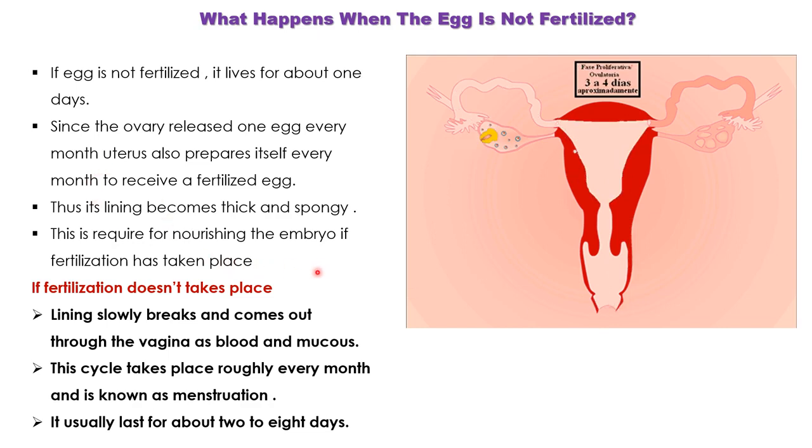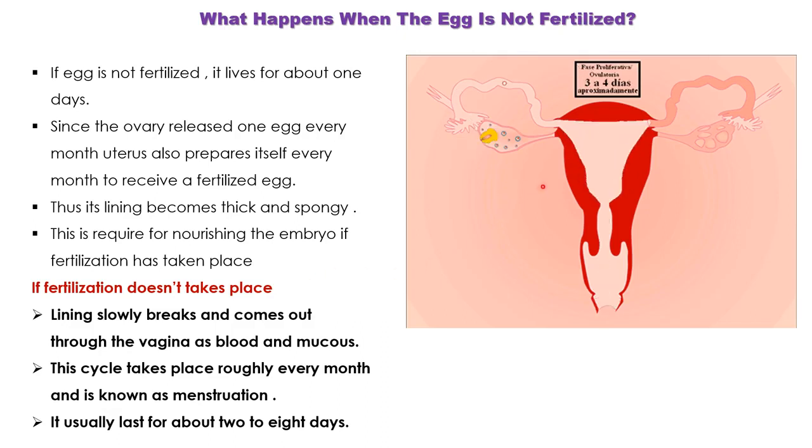So let's discuss this. If the egg is not fertilized, it lives for about 1 day. Okay, and since the ovary releases one egg every month, the uterus also prepares itself every month to receive a fertilized egg. So its lining becomes thickened and spongy. This is required for nourishing the embryo if the fertilization has taken place. So if the fertilization has taken place, definitely the embryo will embed itself in the wall of the uterus, that we have already seen, and then it will grow.